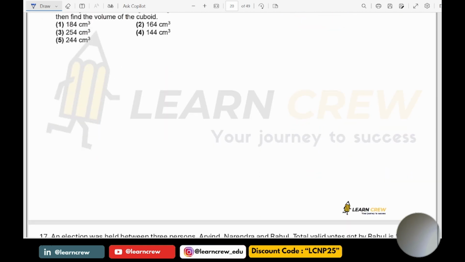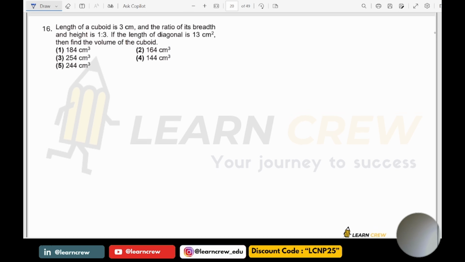Question number 16. The length of a cuboid is 3 centimeter. The ratio of its breadth to height is 1:3. The length of the diagonal is 13 centimeter square. Then find the volume of the cuboid.